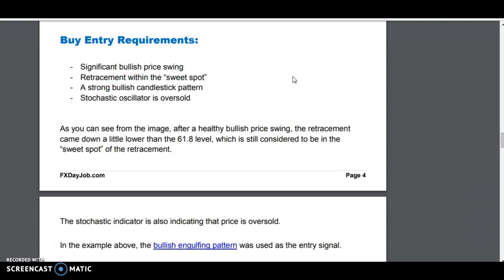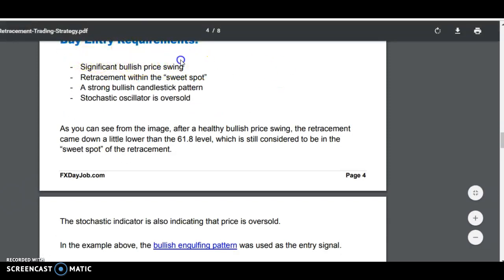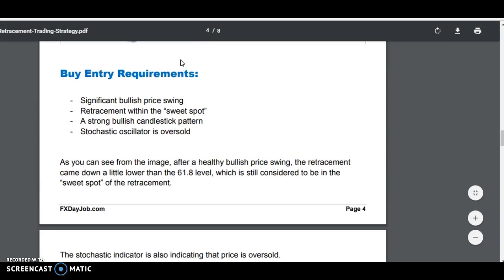Guys, if you want to write down the buy entry requirement, you can go ahead. Let me wait a few minutes for those who want to write the setup. Buy entry requirement 1: we need a price swing.